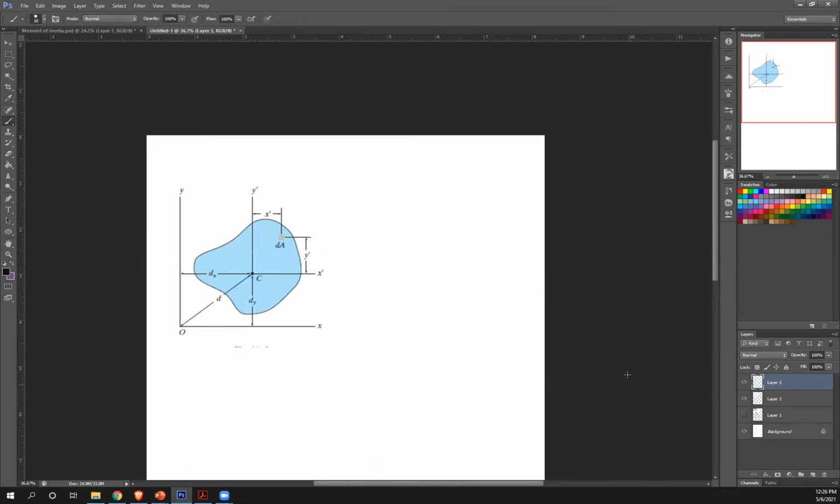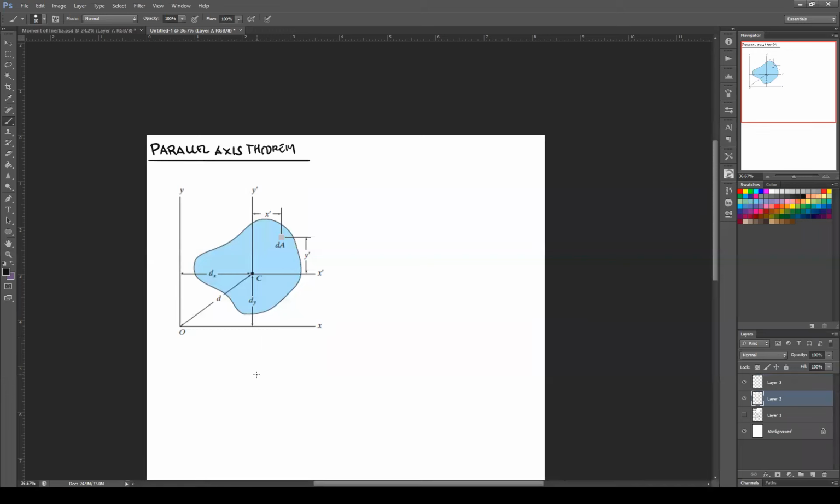Parallel axis theorem. So we have again the shape, and then this is your reference axis. We've discussed centroid in our past lecture, right? If you take an axis about the centroid, that is your centroidal axis, denoted by x prime and y prime. It's these two right here, and this is your centroid.